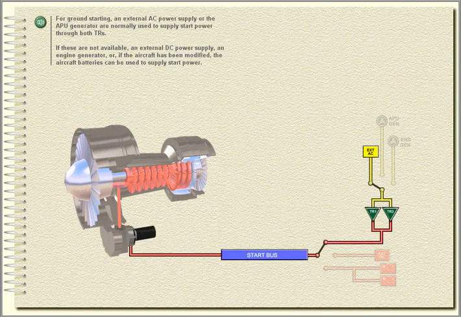For ground starting, an external AC power supply or the APU generator are normally used to supply start power through both TRs. If these are not available, an external DC power supply, an engine generator, or, if the aircraft has been modified, the aircraft batteries can be used to supply start power.